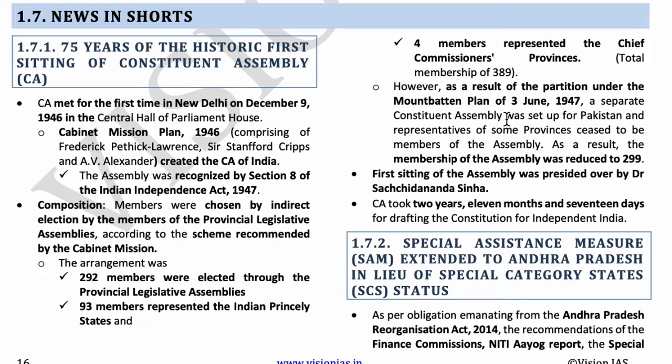So the first sitting of this Constituent Assembly was presided over by Dr. Sachchidananda Sinha following the French practice, like appointing the oldest member of the committee as the president. Okay, so as he is the oldest person, Sachchidananda Sinha presided over the first meeting following the French practice. So it took 2 years, 11 months and 17 days to draft the Constitution of India.